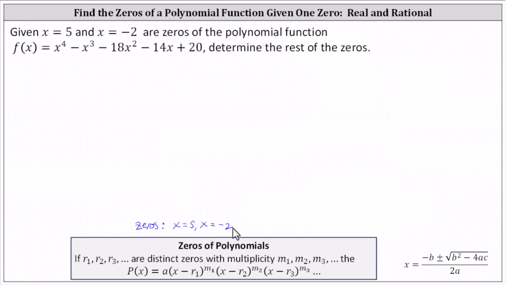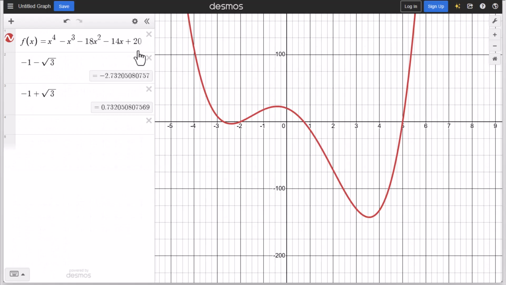Recall the zeros are the x values for which the function value equals 0. Even if they didn't give us the zeros of 5 and negative 2, we could find them by analyzing the graph of the polynomial function. The real zeros appear as x-intercepts of the polynomial function. Let's take a look at the graph. Here we have the graph of the given polynomial function. Notice we have 1, 2, 3, 4 x-intercepts, which indicates all of these zeros are real.